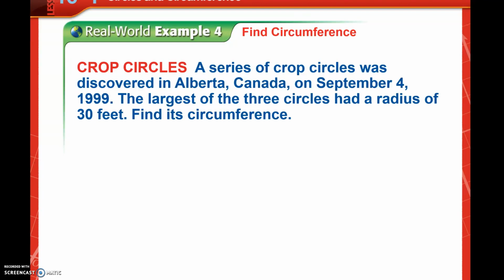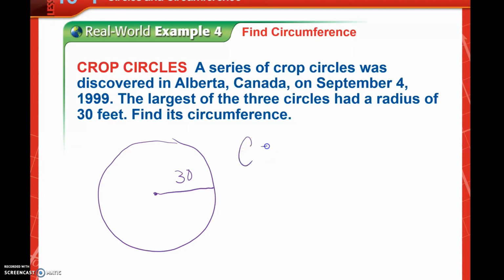A series of crop circles was discovered in Alberta, Canada on September 4th, 1999. The largest of the 3 circles had a radius of 30 feet. Find the circumference. So we have this circle, radius 30. So since I'm given the radius, I'm going to use 2 pi r for my circumference. So I'm going to go 2 times 3.14 times the radius of 30.